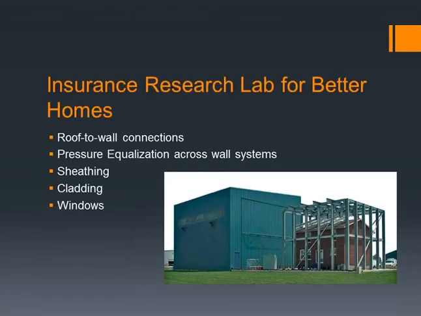So one of our best tools for this is our full-scale testing facility, the Insurance Research Lab for Better Homes. At this facility, we have tested roof-to-wall connections, pressure equalization and wall systems, sheathing, cladding, and windows. A number of this work is ongoing. A number of this work has been done, but we also collaborate with other universities across North America and around the world to do some of this research together.